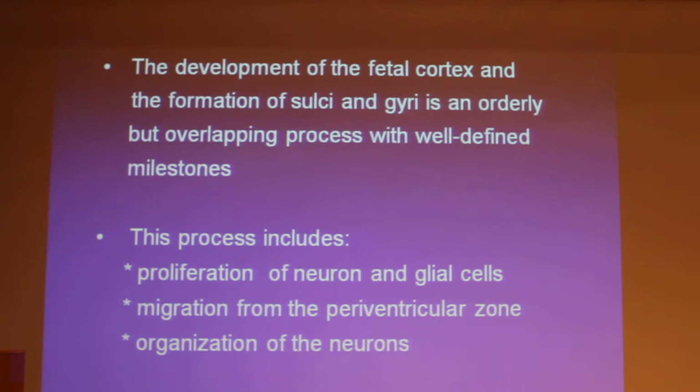So we know that the development of the fetal cortex and the formation of sulci and gyri is a very orderly overlapped process. We try to differentiate it into three different components. First, the proliferation of the neuronal and glial cells in the periventricular area, then the migration to the cortex, and then once the neurons get into the cortex, the organization. But all these processes we know happen at the same time, but we try to divide them this way so that we can identify them.